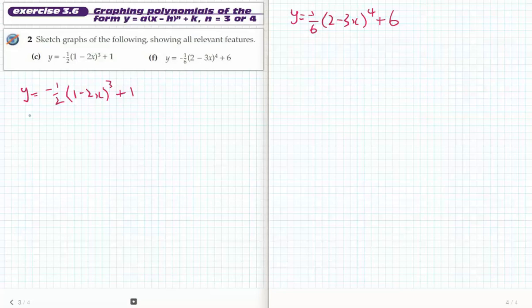This is for Year 11 Methods. It's questions 2C and 2F out of 3.6. Sketch these curves showing all relevant features. In 2C's case, I have a cubic.